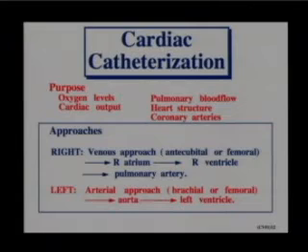Now, the catheter then can go through the tricuspid valve into the right ventricle, again measuring oxygen levels in the right ventricle.